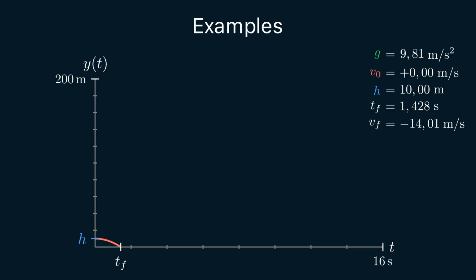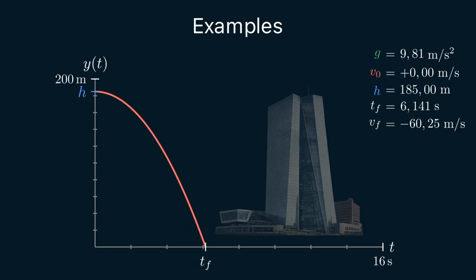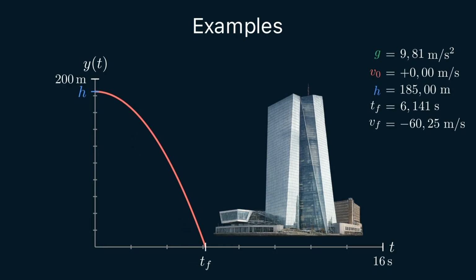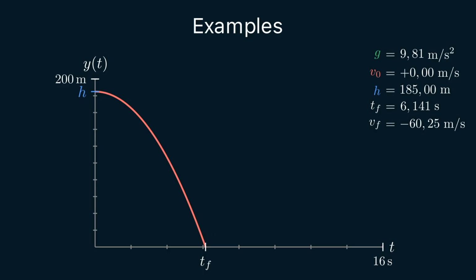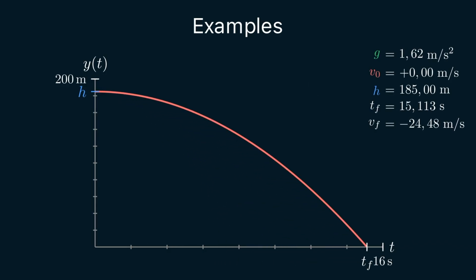Let's increase the drop height to 185 meters, about the height of the European Central Bank Tower in Frankfurt. Now the sack falls for about 6 seconds and hits at about 60 meters per second, which is over 200 kilometers per hour. At that point we are not really talking about potatoes anymore. Put the same tower on the moon and the impact speed drops to about 86 kilometers per hour. Moon gravity is only 1.62 meters per second squared, much less than on Earth. So it accelerates more slowly and the fall takes longer, about 15 seconds.